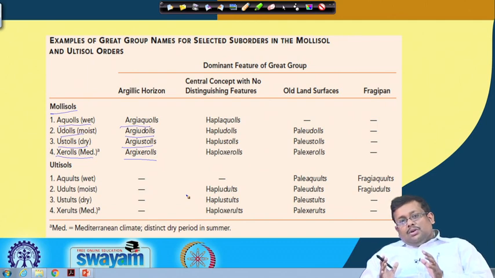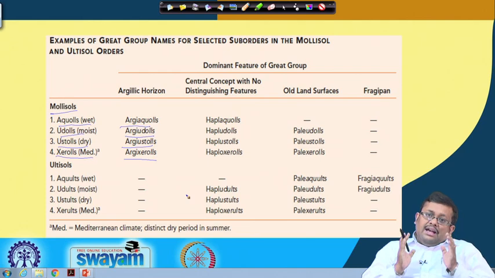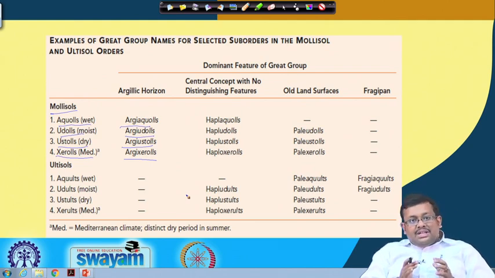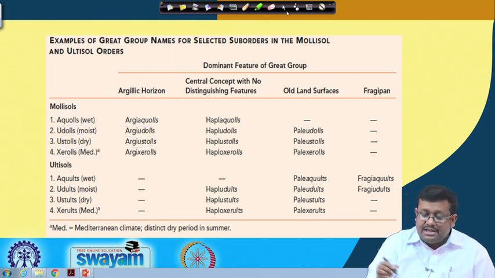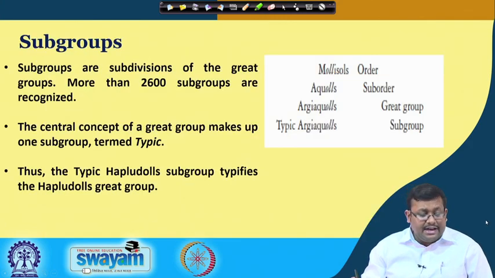So, to be concise, the highest category is order. From the order we get the suborder, which shows the influence of specific weathering condition or soil moisture regime, and below the suborder there is a great group which shows the presence and absence of a particular type of horizon. So, we have finished this great group.